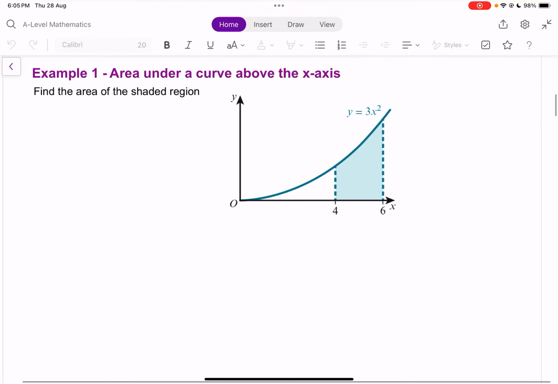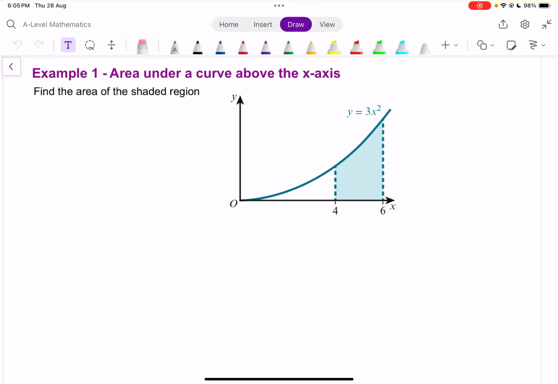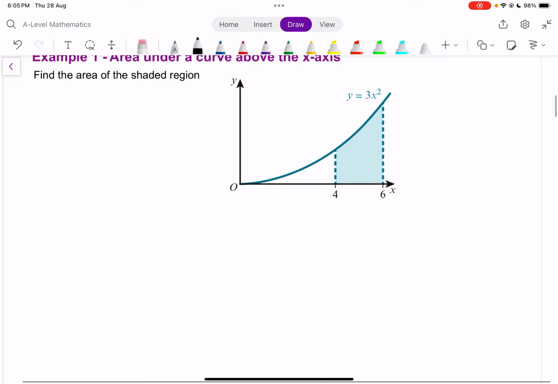First of all, find the shaded area given with the polynomial. 所以我们有这个 y equals 3x squared. Now we have to find the area between x equals 4 and 6. 那这个样子就是做 integration of 3x squared between 6 and 4. Remember, higher value has to be at the top. 所以6是在上面，4是在下面。So this is area. So let's do the integration.